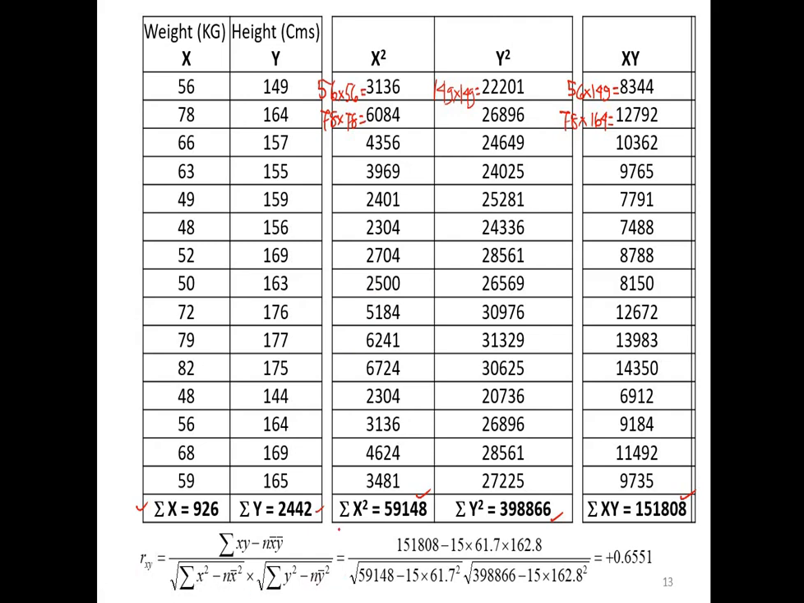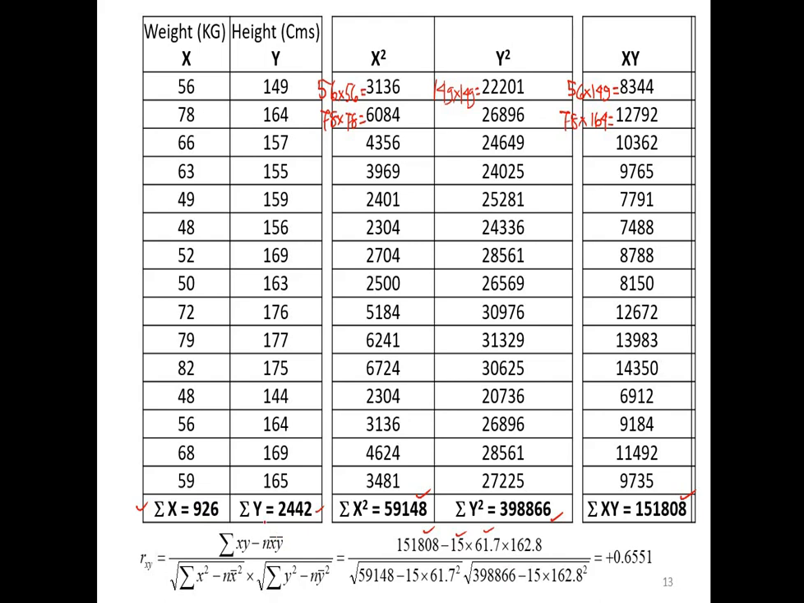So always when you do some computation, please write the formula so that there is no error. So we have first summation xy. So this is the value of summation xy. Then we have n. So n is 15. Then we have x bar. You see here x bar. So 926 by 15, that is my x bar, and that comes out to be 61.7.